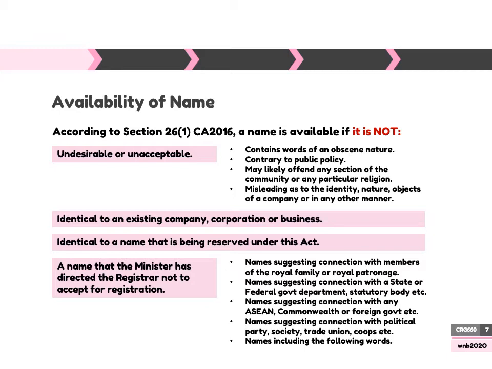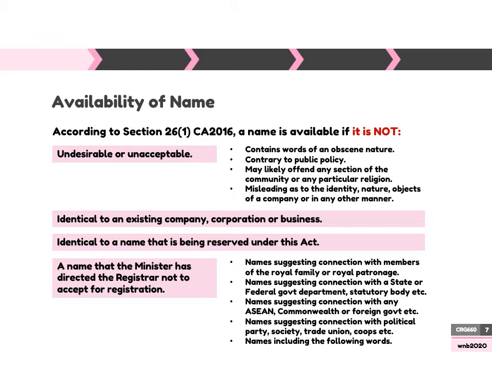Nama tu tak contain any words of an obscene nature, dia tak ada contrary to public policy, ataupun nama yang you pilih tu not likely to offend any section of the community, and nama tu tak misleading as to the identity, nature, object of a company or in any other manner. Tu satu syarat dia, jangan pilih nama yang undesirable or unacceptable.